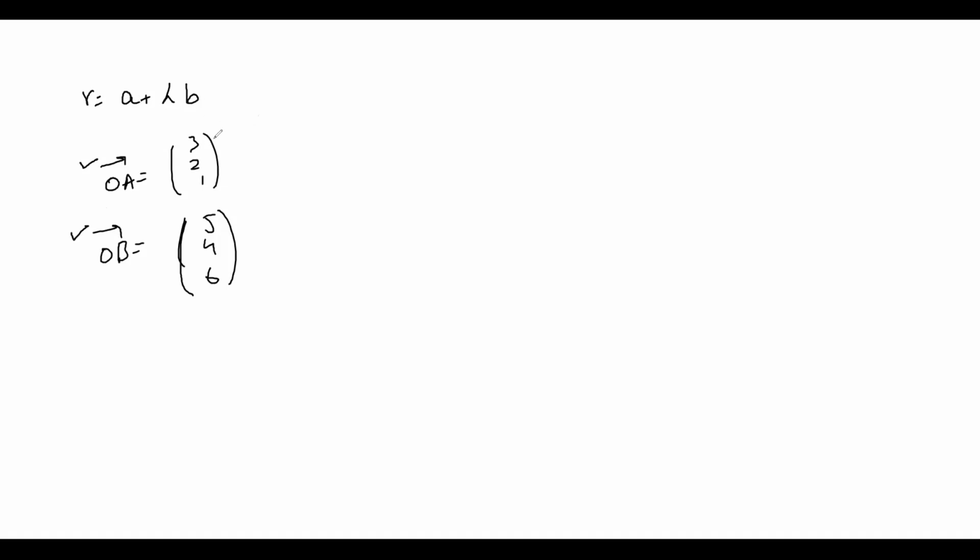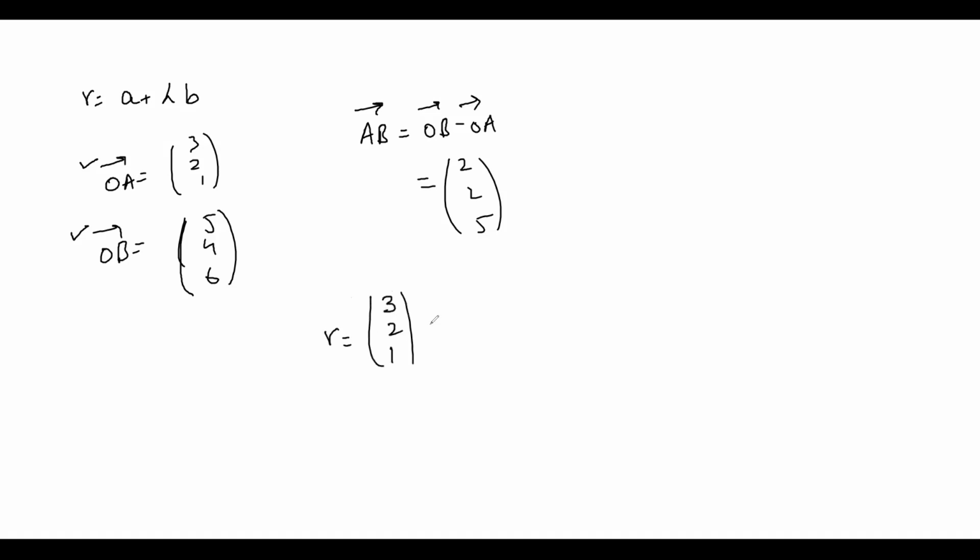Now this B is going to be the direction vector. So you can either find AB or you can find BA for this, okay? That is OB minus OA. So this is going to be 5 minus 3 is 2, 4 minus 2 is 2, 6 minus 1 is 5, okay? So the vector equation of the line passing through these 2 points A and B is going to be R is equal to 3, 2, 1 plus, you can use mu as well, or any letter you want, mu into 2, 2, 5.